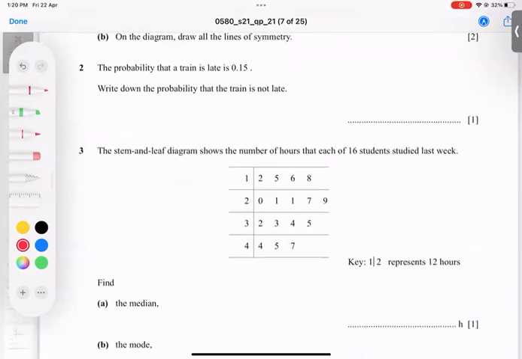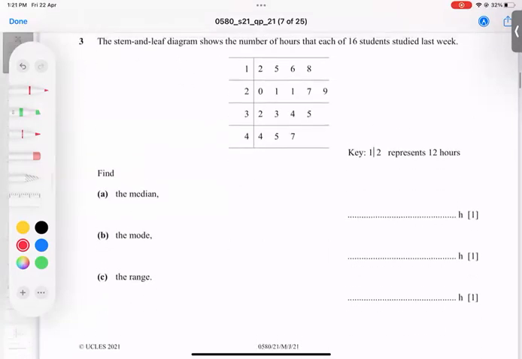The probability the train is late is given as this probability. Write down the probability the train is not late. So naturally, this is late, and this is not late. Late is 0.15. The second branch is always 1 minus 0.15. So the answer turns out to be 1 minus 0.15, which is 0.85.